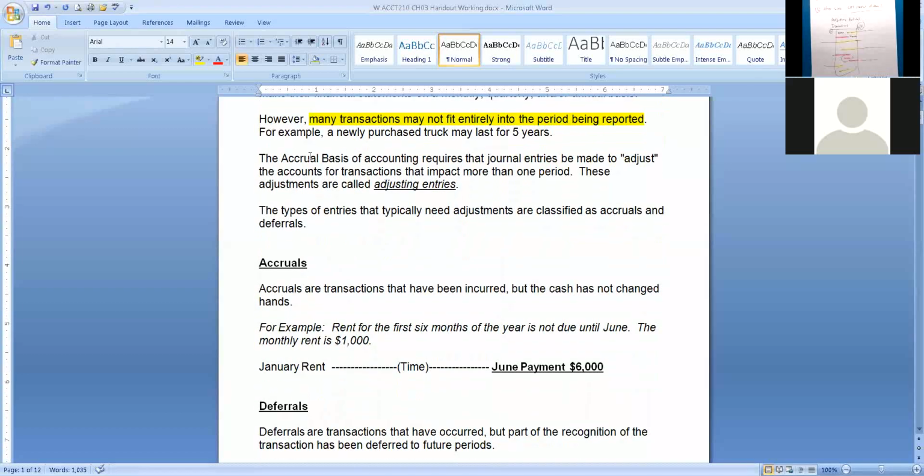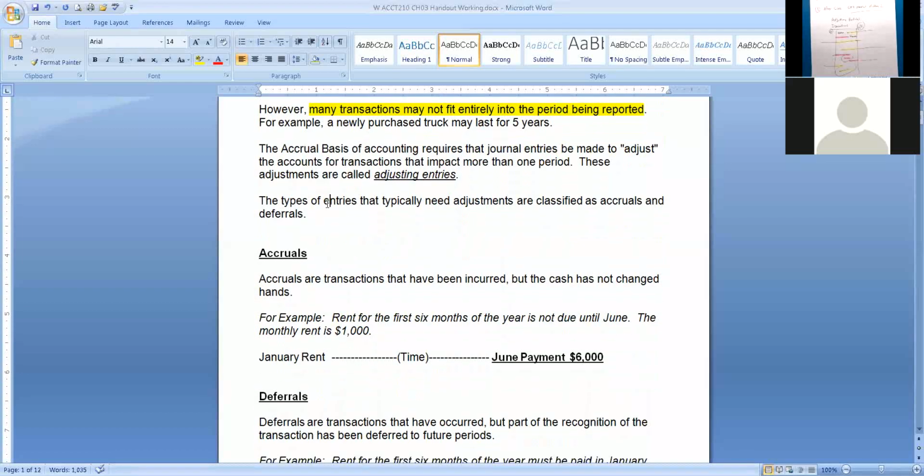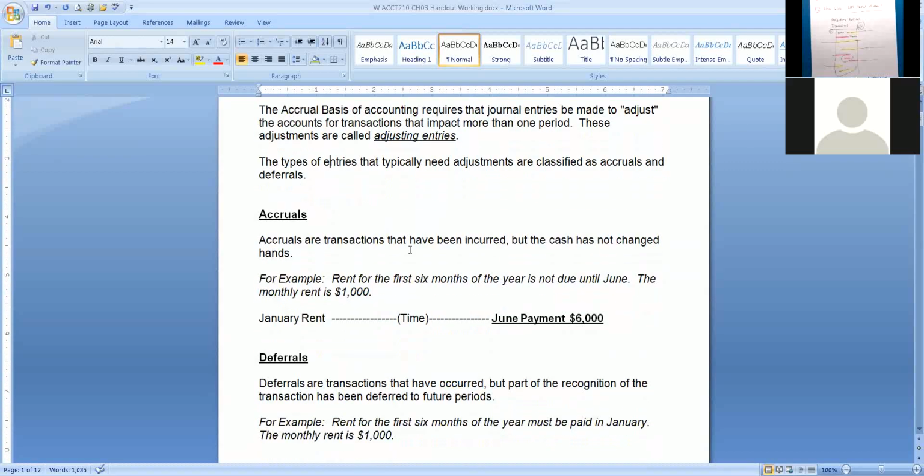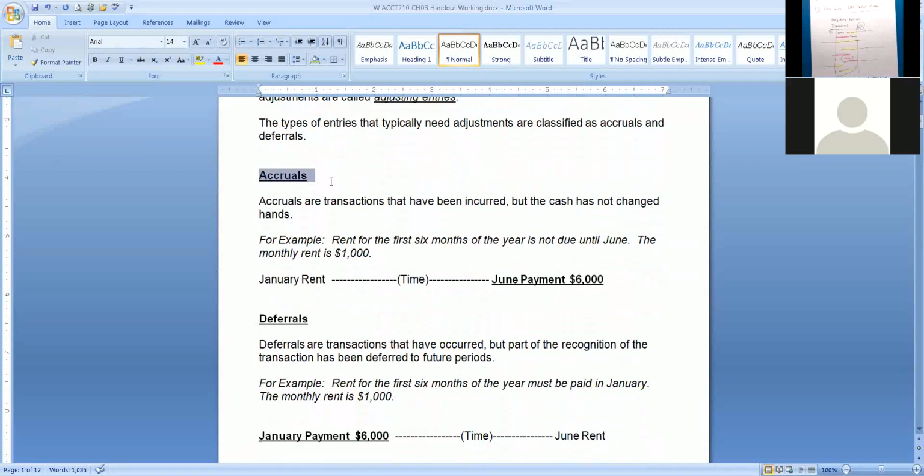Okay. Accrual basis accounting, blah, blah, blah. Okay, let's go down to the stuff that's more important. Okay, accruals. Accruals are transactions that have occurred, but the cash has not changed hands.